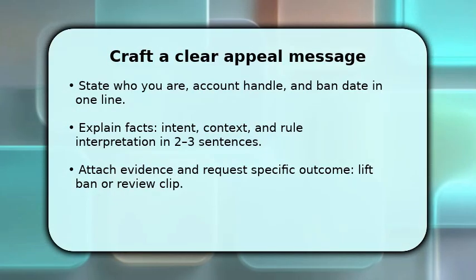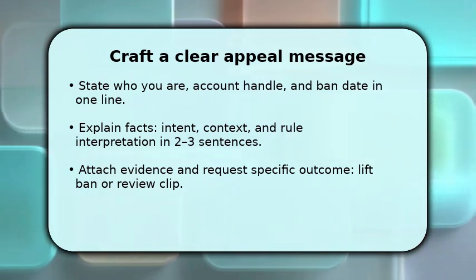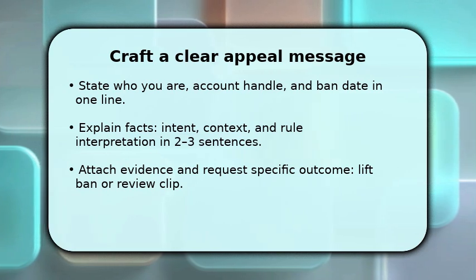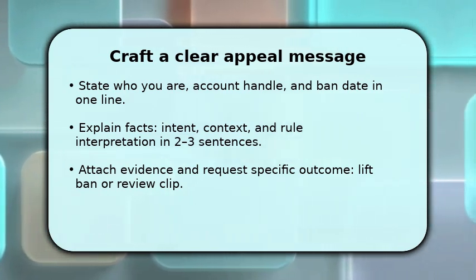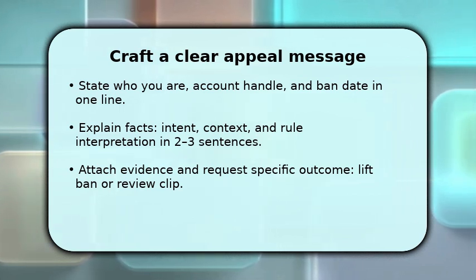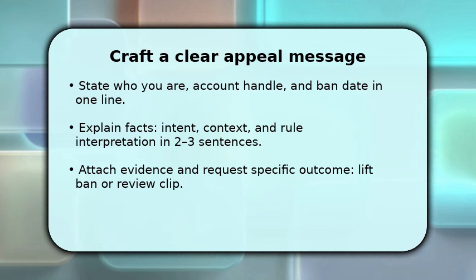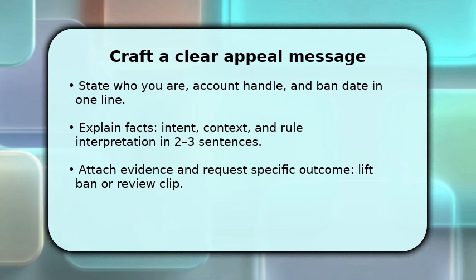You now draft a concise, factual appeal because clarity helps reviewers decide quickly. Start with your account handle, the ban date, and a one-line summary of the issue. Then explain the how and why, describe intent, relevant context, and why the content didn't violate rules. Make sure to reference attached files and timestamps so reviewers can find the moments you're disputing.